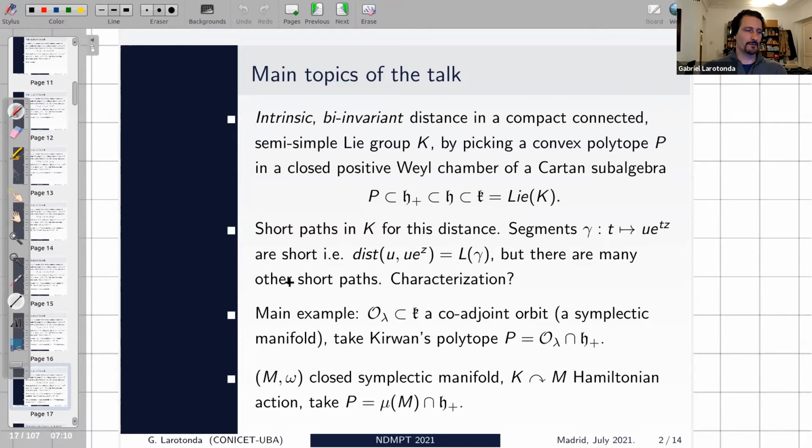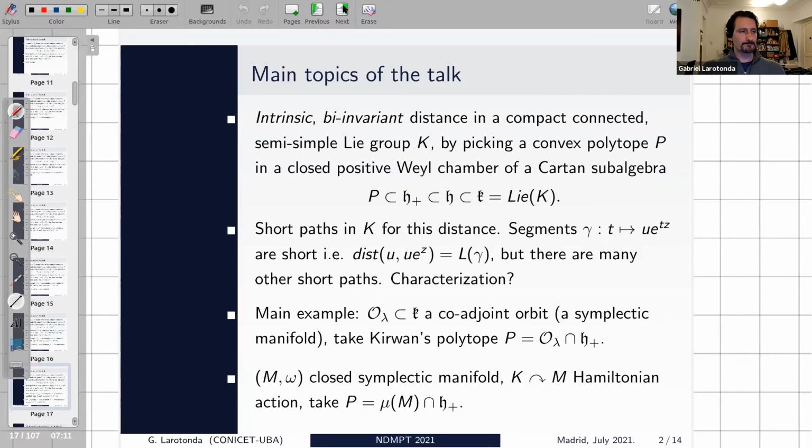Okay, so this one here is a particular example of this one, because for the symplectic structure given by the Kostant-Kirillov symplectic form, the momentum map is essentially the identity if you identify the Lie algebra with its dual by means of the Killing form. Because in this case, it is non-degenerate because it's a semi-simple compact Lie group.